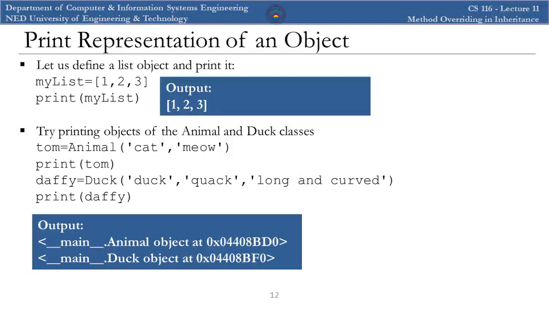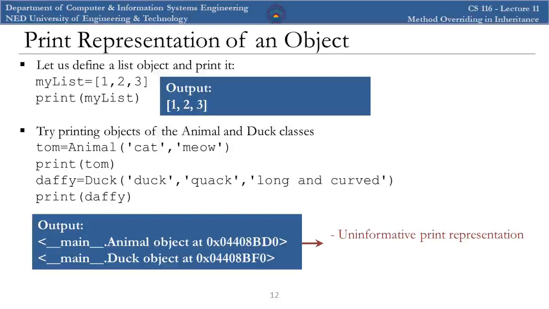So this is somewhat technical. It says that this object belongs to class Animal, and that Animal class is defined in the main module at this particular address, 0x044008BD0, right? And the description for this Duck type object is the same, but this is not very user friendly, or we can say that this is an uninformative print representation. We cannot make much out of it, right?